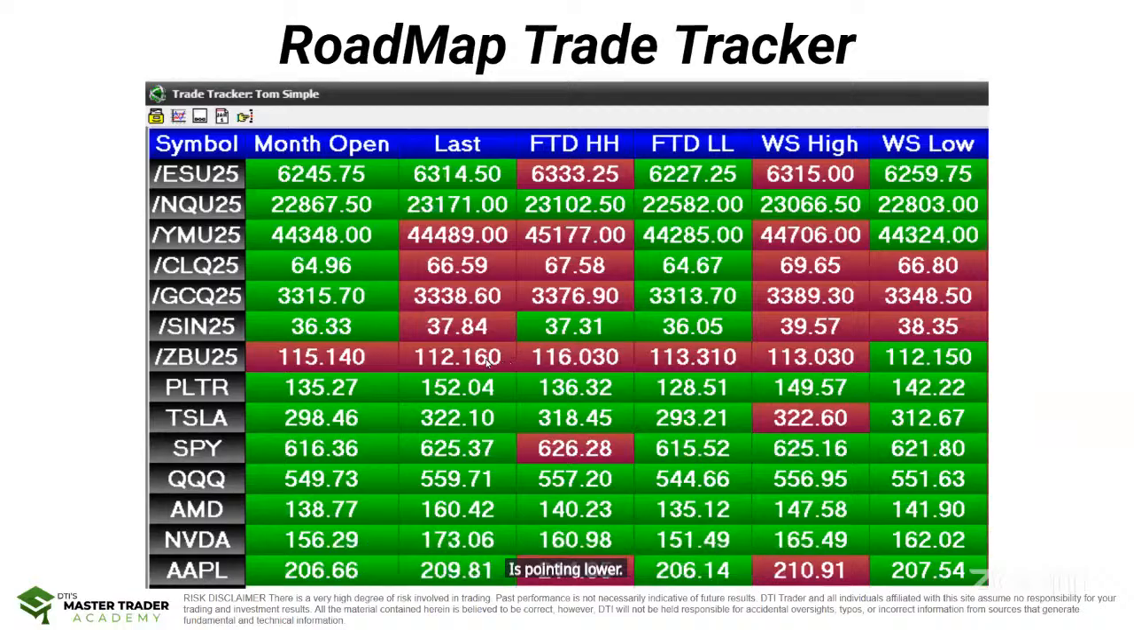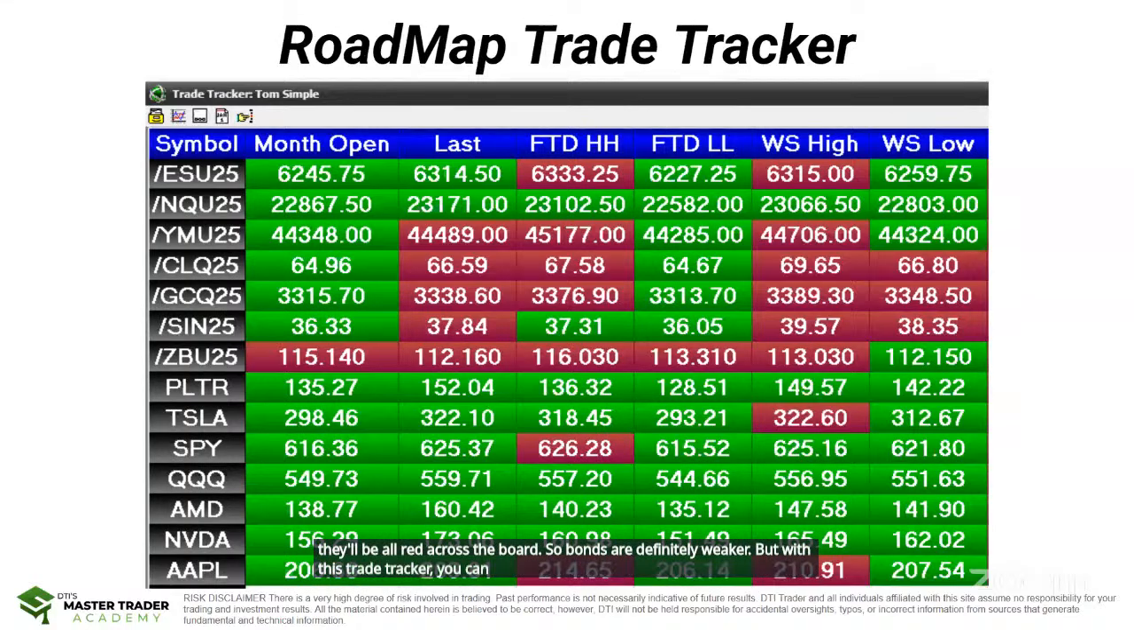You can see bonds here. If they just fall another tick, they'll be all red across the board. So bonds are definitely weaker. But with this trade tracker, you can see for the month very quickly what's strong and what's weak.